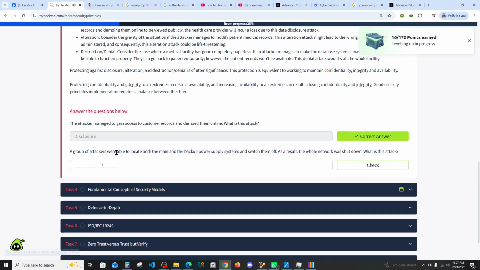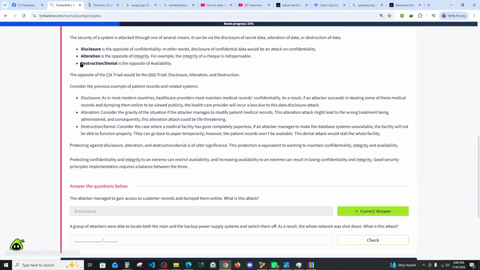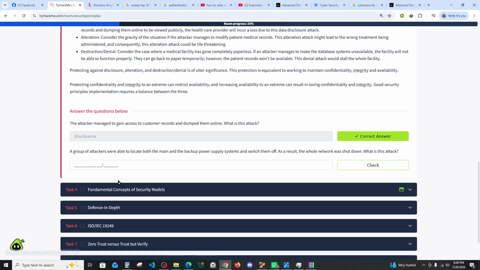A group of attackers were able to locate both the main and the backup power supply system and switch them off. As if the whole network was shut down. What is this attack? Such a destruction or denial.